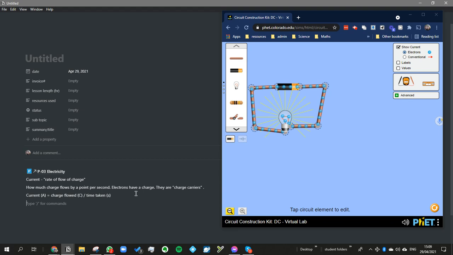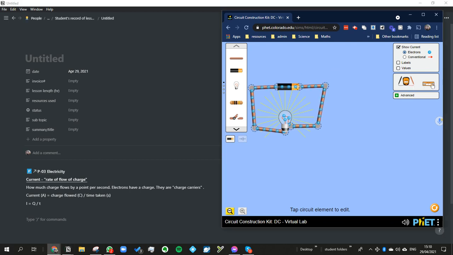The symbol for current is capital I, the symbol for charge is capital Q, and the symbol for time is little t. So we can say that the current is equal to the charge over time. All right, so that's current. Let's make that heading bold and underline it. Let's actually measure some of this, shall we?